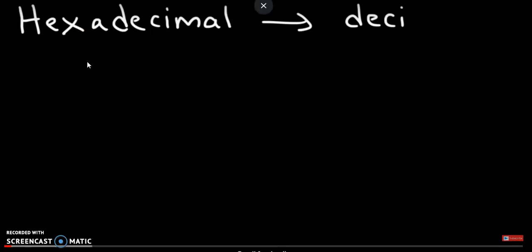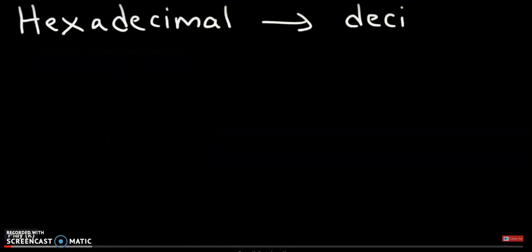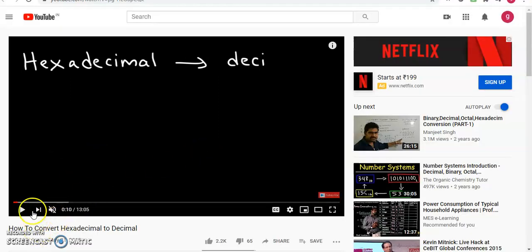And next topic is the hexadecimal to other number system conversions. In this one, first of all, we are converting hexadecimal to decimal. Hexadecimal base value is 16, decimal base value is 10. So we convert base 16 to base 10.